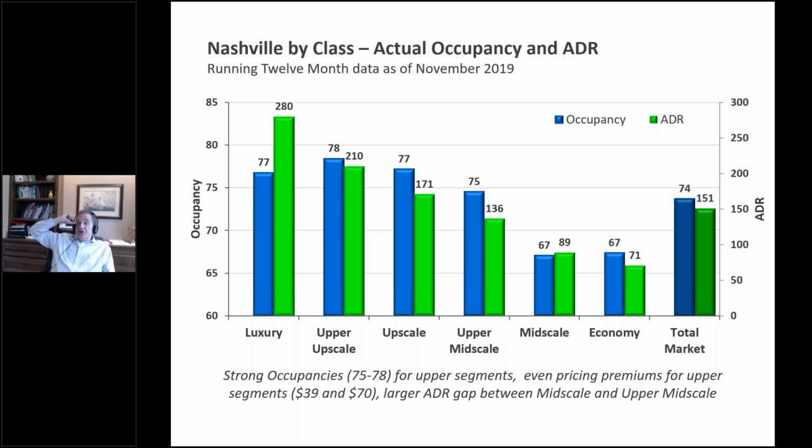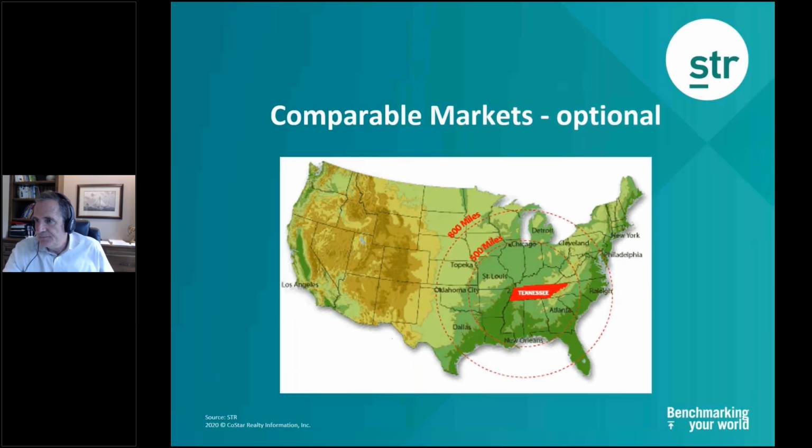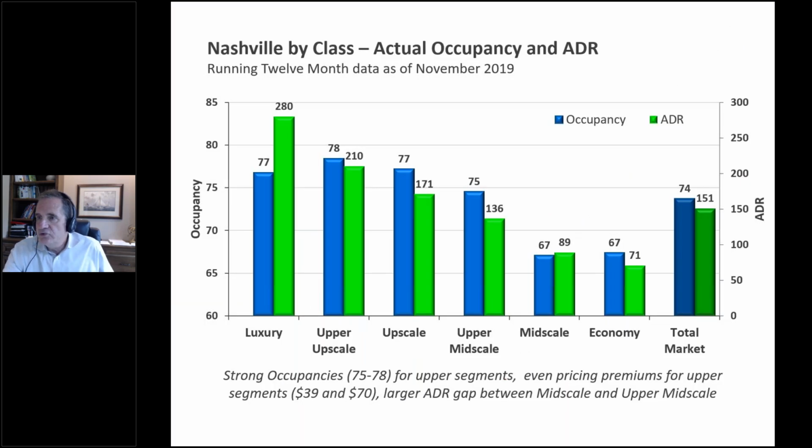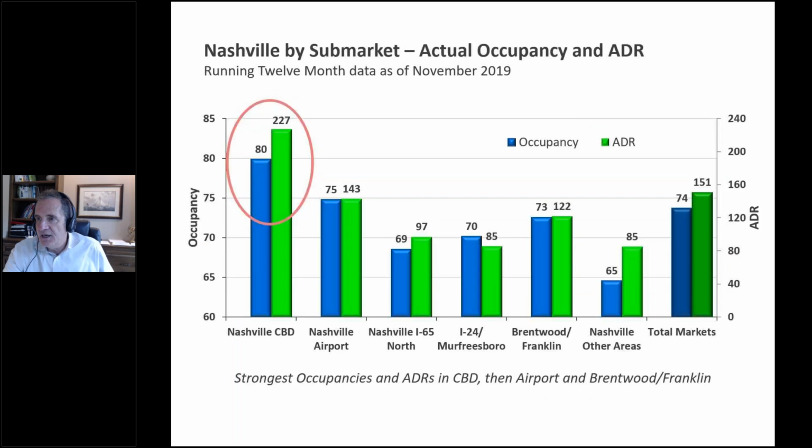The blue bars, let's look at them. The biggest occupancies in Nashville are in which group? Upper upscale class, followed then by luxury and upscale, 78, 77. Upper mid enjoys a 75% occupancy, but mid-scale and economy both coming in at 67%. So those are the market breakdowns.